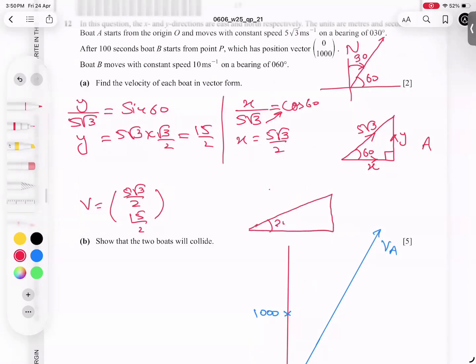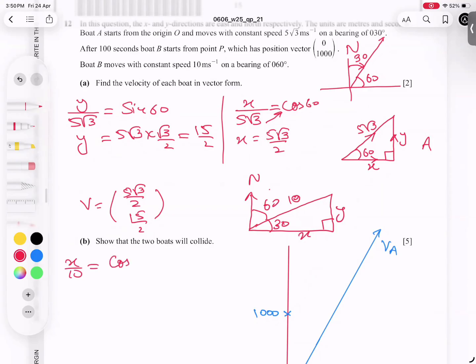This is a 30 degree. Why 30 degree? Because with the north, this is 60. And this speed is what? Speed is 10 and 90 degree. I will find X and Y. So adjacent by hypotenuse.